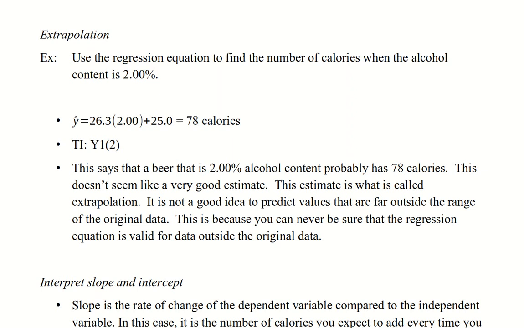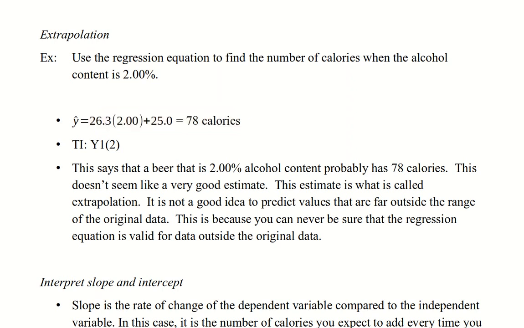So let's begin by doing the arithmetic. You've got the equation for the linear regression line. We're asked to find what the number of calories in a 2% beer would be. So we plug 2% into our equation, taking the place of x, because that's our x value, the percentage of alcohol. We do the arithmetic, and we discover that this beer should have 78 calories in it. Well, that's already looking a little bit fishy.